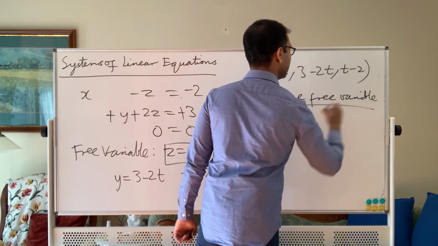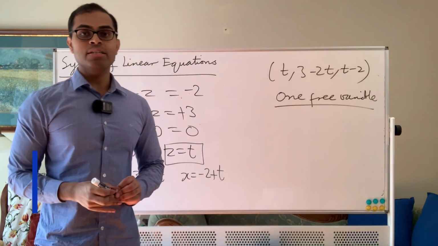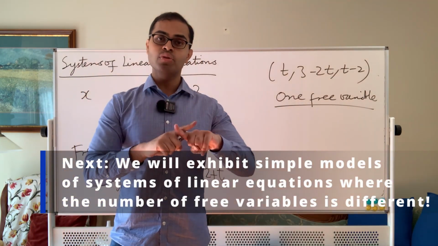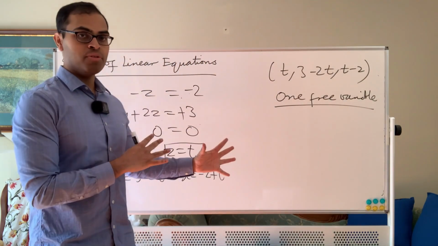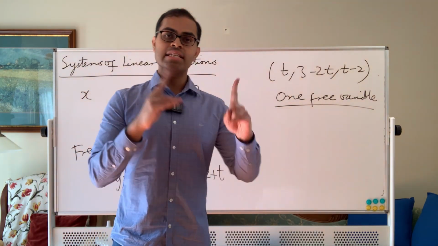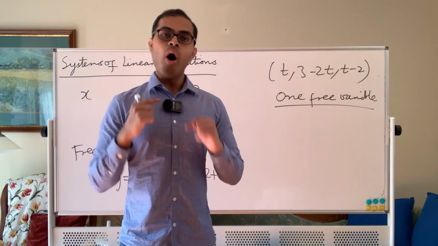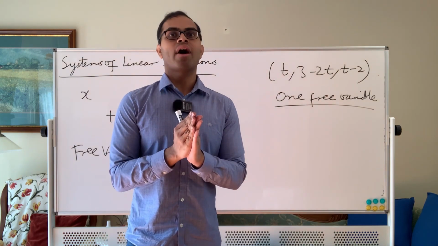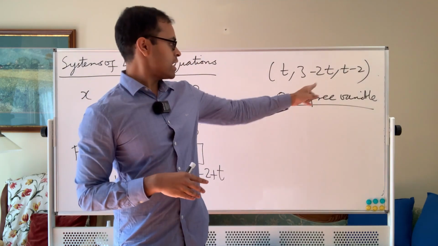Okay, so 3 planes are intersecting in a line. Now 3 planes typically will intersect in a point, just like 2 lines will intersect in a point. Check out my previous video. I've talked about systems of 2 equations in 2 variables. 2 lines can intersect in a point. They can be parallel, or they can be the same line twice. So then you'll have infinitely many solutions like you do here.